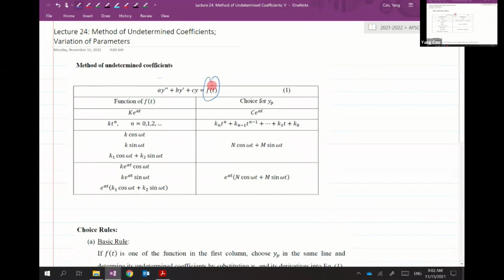Just like the name suggests, we try to find a solution by making a guess first based on what f of t looks like. So this table here, which I have as a handout. I don't know if any of you have the handout that I gave out last Friday. If you don't, I do have a few here. Who doesn't have a handout? This handout is essentially from our lecture notes.